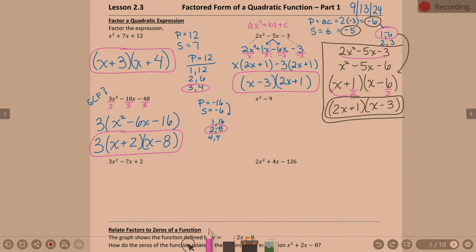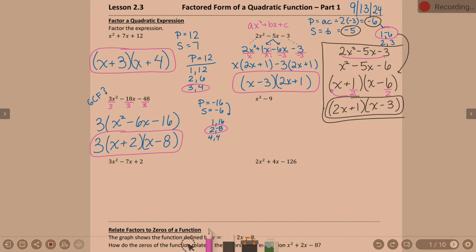What about x squared minus 9? I'm thinking it's gonna be like maybe 10 and 1, or like 1 and negative 10. First of all, 10 and 1 don't multiply to be 9. You're right. So it's gonna be 3 and 3.